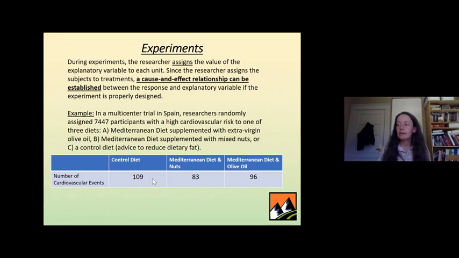But the take home here is that if we do decide there's a difference between these groups, since they were assigned to these treatments, these treatment groups should be equal across all other variables such as gender, race, age, and so on. Then the only true difference should be the diet itself, and therefore we can attribute the reduction in cardiovascular events to the diet.